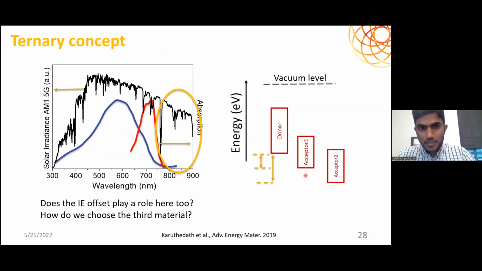So the ternary concept is, when you have three components together, we can basically harvest more light so that we can increase the efficiency. So what's the role of IE offset here, and how do we choose the third material to have maximum absorbance and also maximum charge generation?